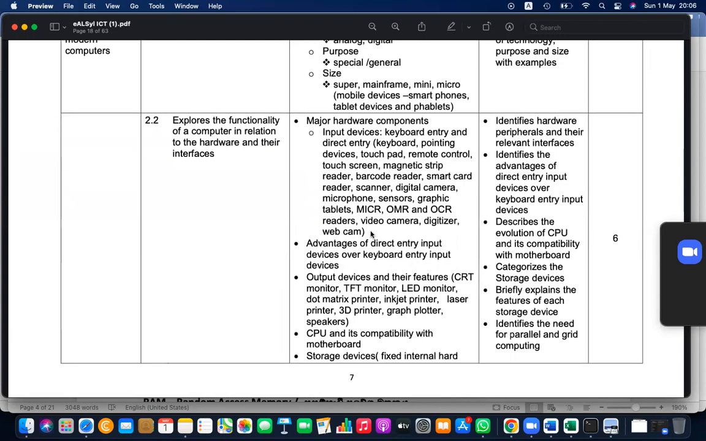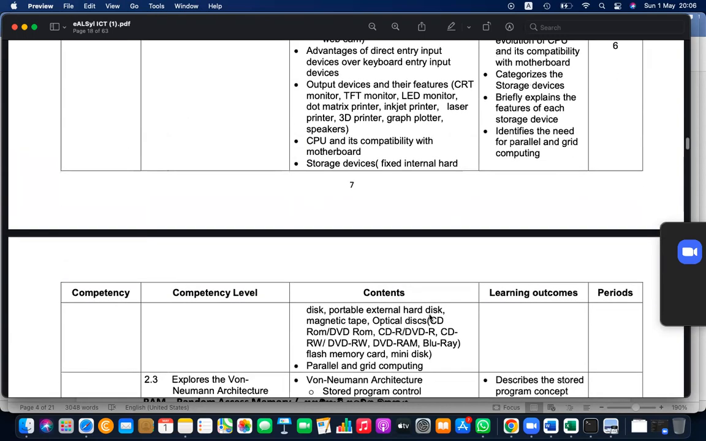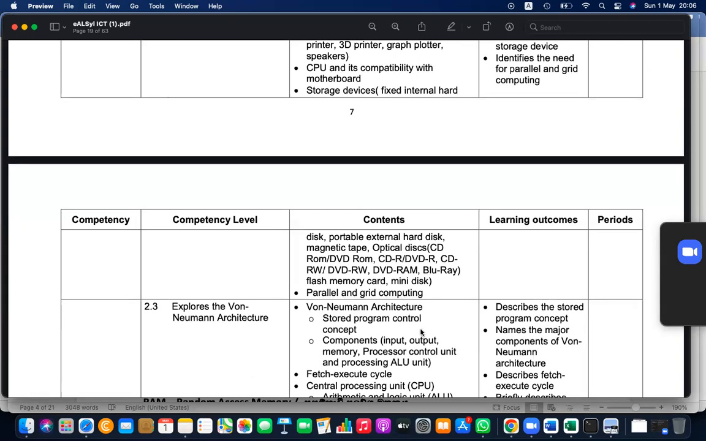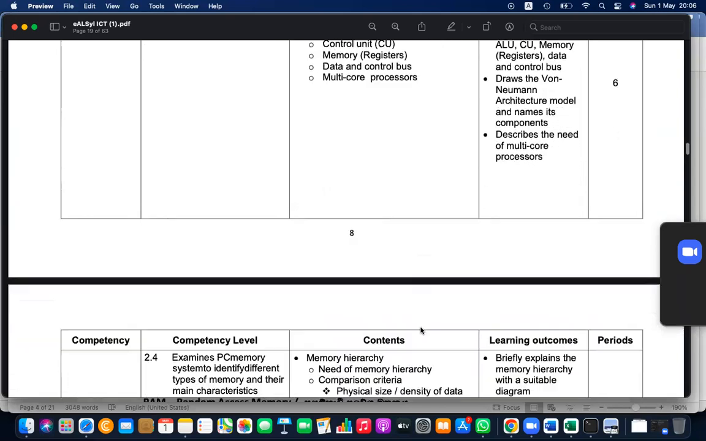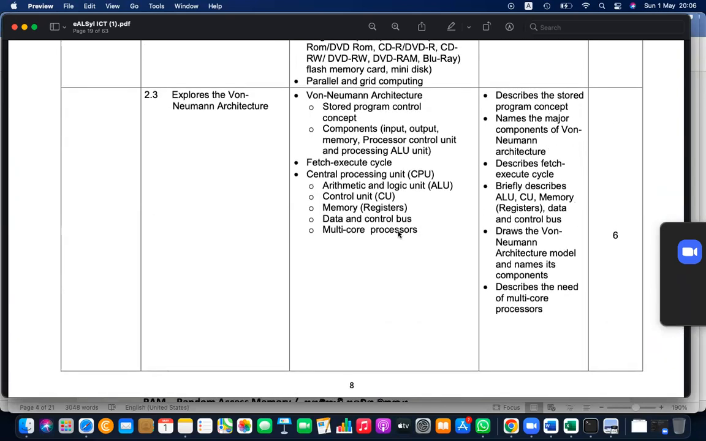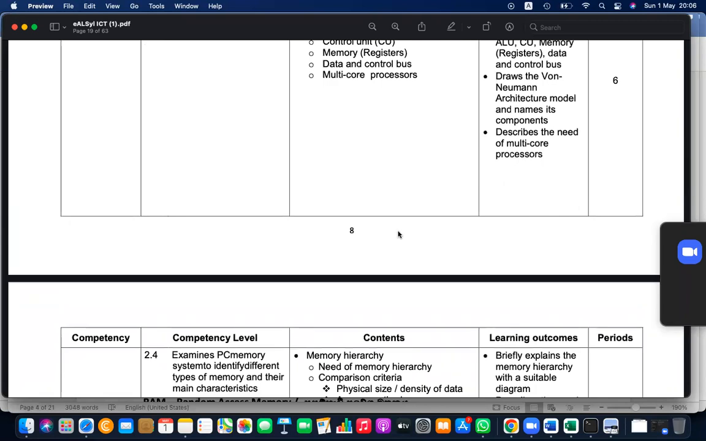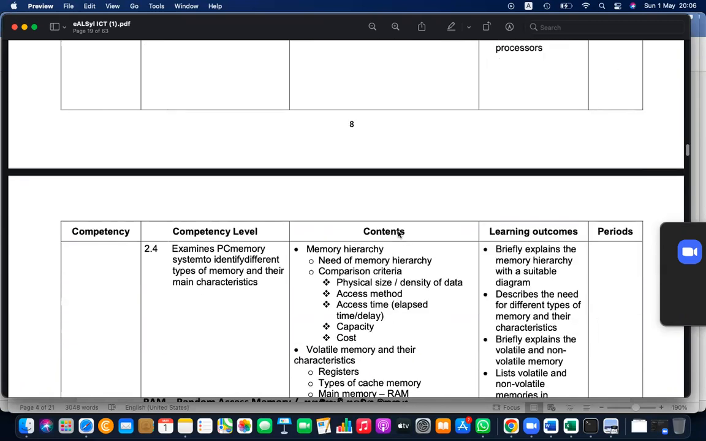Then we have to learn about the hardware components. These components we have learned in the first chapter, but we need to know some other components like MICR, OMR, OCR. Then the other hardware devices. And here, as I said, the von Neumann architecture, how logically these things are working, and the fetch execution cycle. There will be some questions from the fetch and execution cycle. I'll explain that. Then the memory hierarchy, and there will be some questions from the memory hierarchy as well.